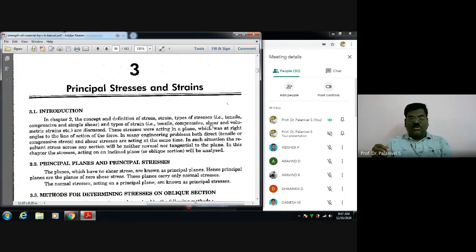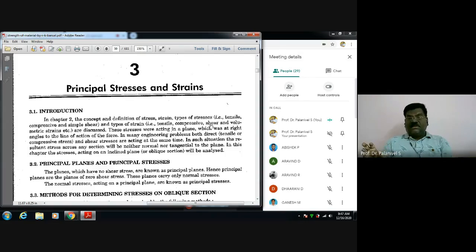For example, you take wood, or you take concrete. Concrete is very good in compression, but very weak in tension. If you push it, it withstands more load. If you pull it, it fails. For example, take wood. Wood's compressive strength parallel to its grains is very high. When you apply the load perpendicular to its grains, the compressive strength is low.